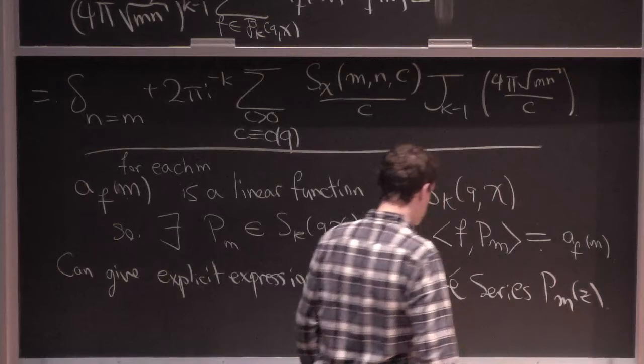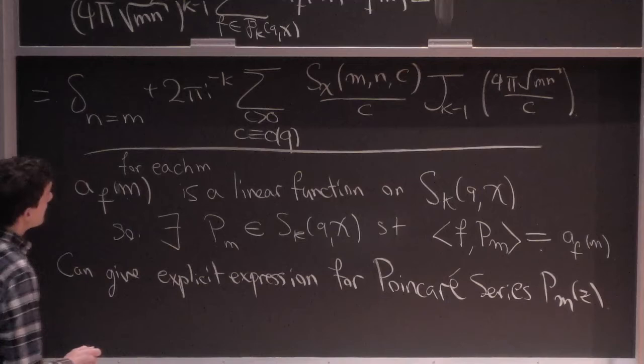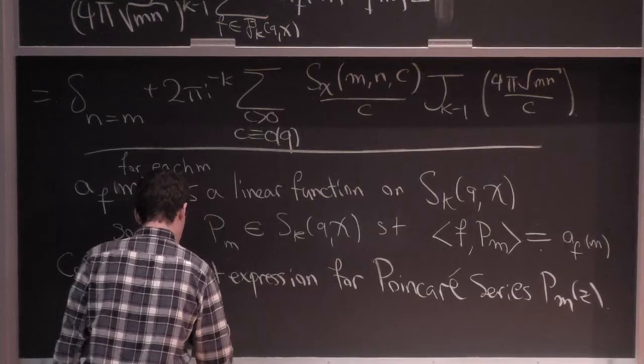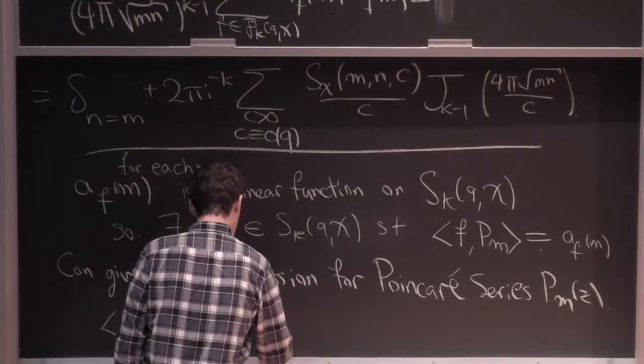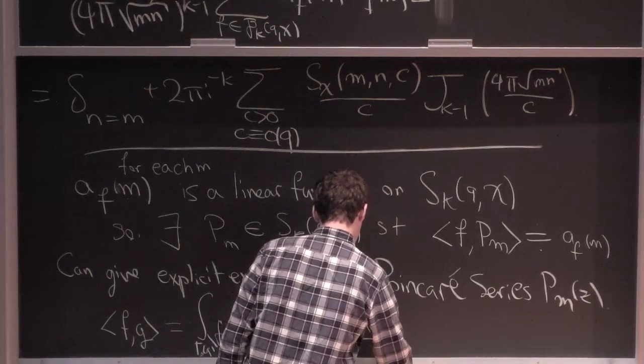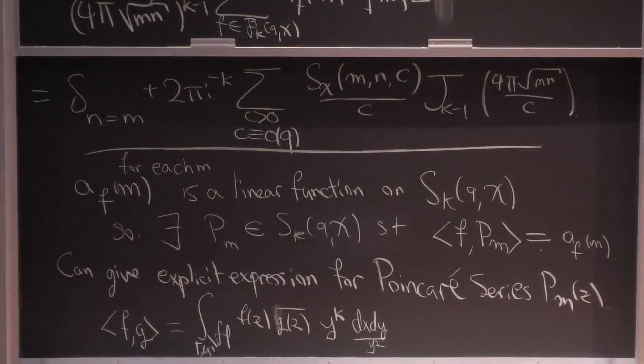Yes, absolutely, the inner product depends on the weight k. If I have f against g, it's going to be the integral over H mod Gamma_0(Q). It looks just like the standard L2 inner product, but it has an extra factor of y to the k here, and this is the Haar measure on H mod Gamma_0(Q).